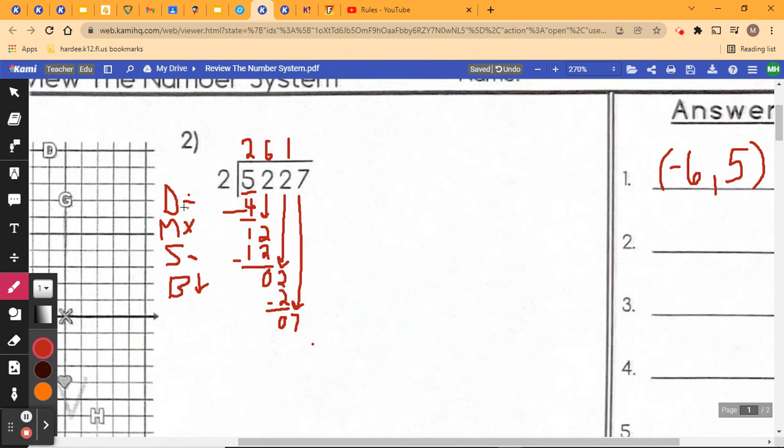I get 0. Then I bring down 7. Okay, now I start over. Divide. 7 divided by 2. If I have 7 cookies, how many groups of 2 can I make? I can make 4 groups. 4 is too much, so I can make 3. 3 groups. 3 times 2 is 6. Okay, so 7 minus 6 is 1.